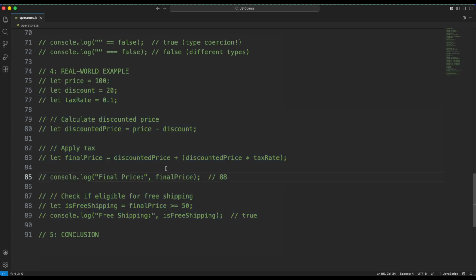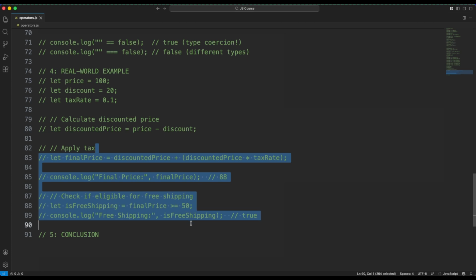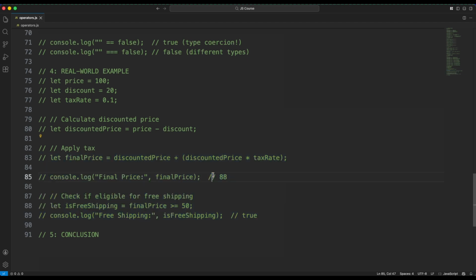Actually, this shows how we combine the arithmetic operators for the calculation and the comparison operator for conditional logic here, right? This is the kind of code you will write all the time. Always remember this.